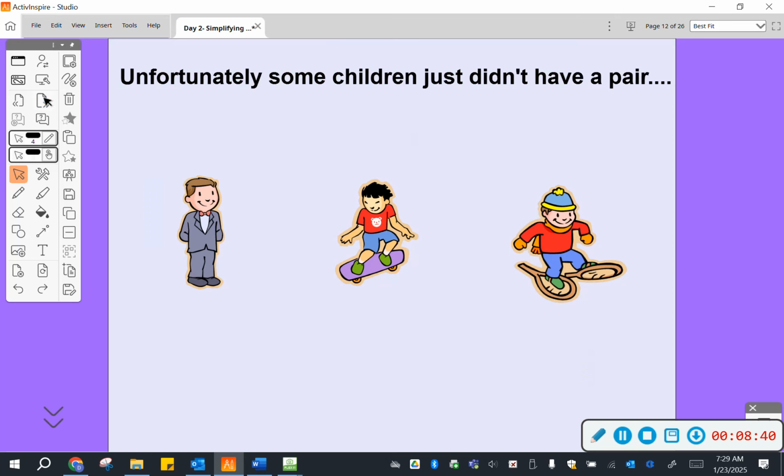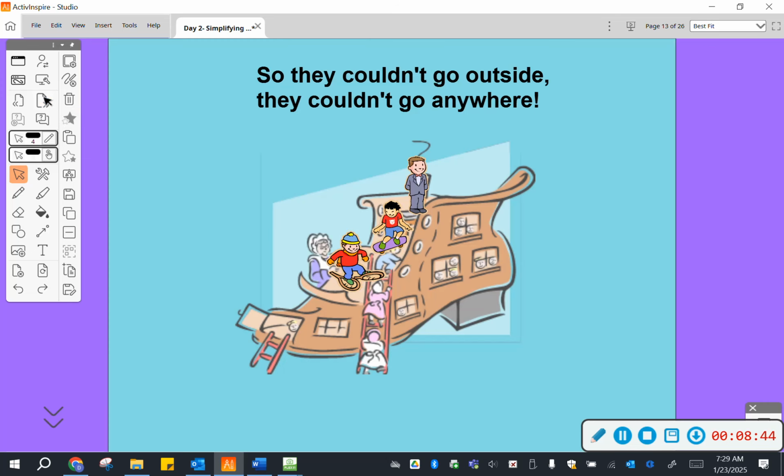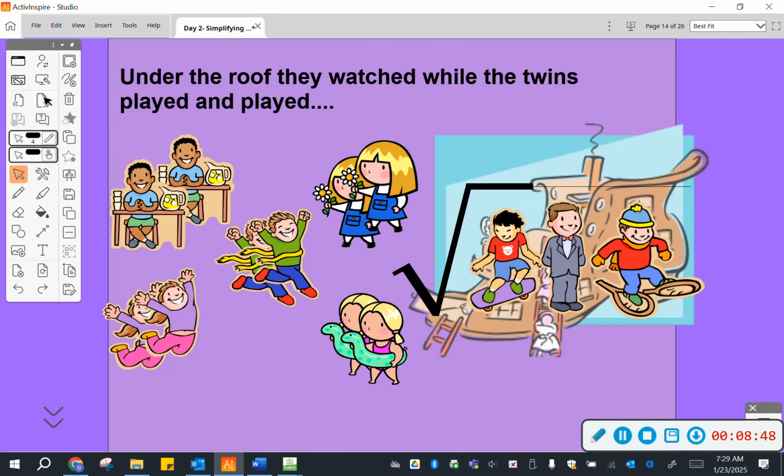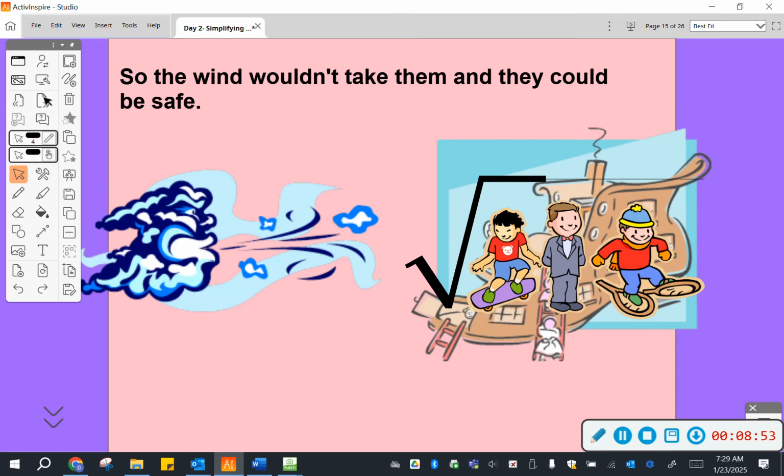Okay. Unfortunately, some children just didn't have a pair. So they couldn't go outside. They could not go anywhere. Under the roof, they watched as the twins played and played. So the wind wouldn't take them and they could be safe.